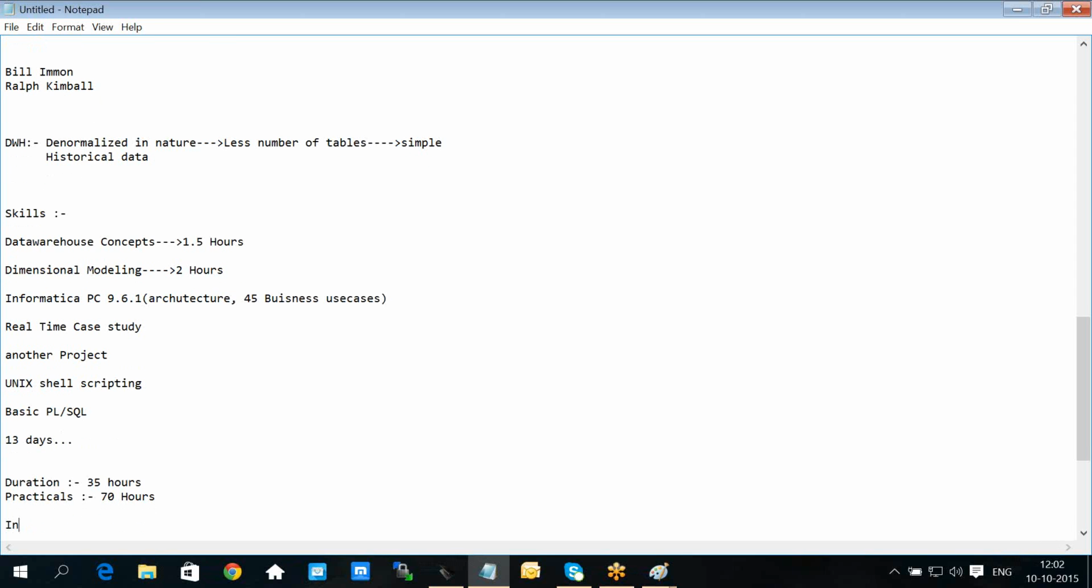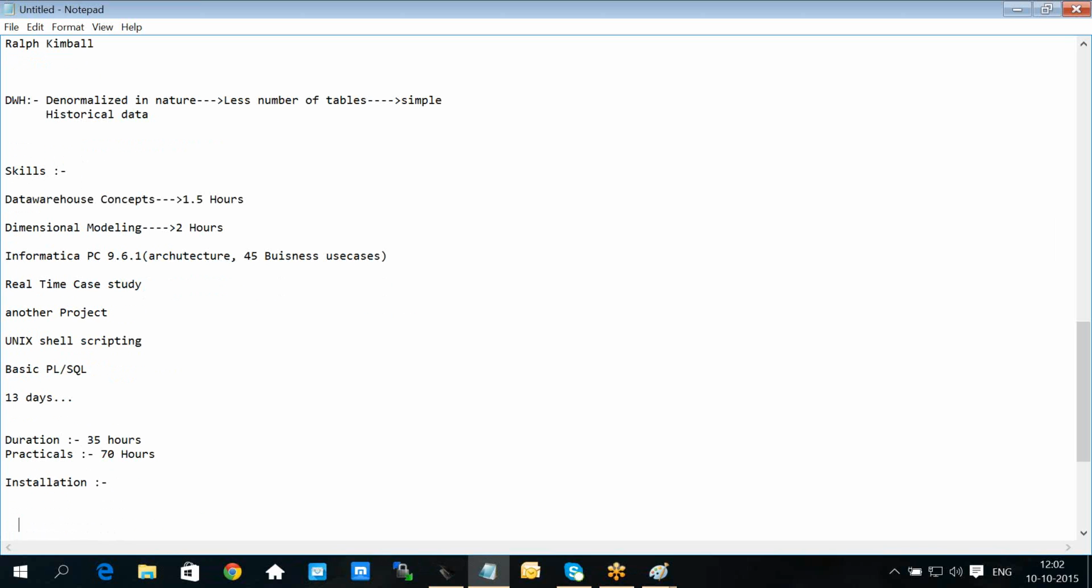When it comes to the installation point of view, as I said, we will provide the VPN Unix server access, which you can access 24/7 without any delay. There is no specific time for it. Anytime you can log into the server and access it.